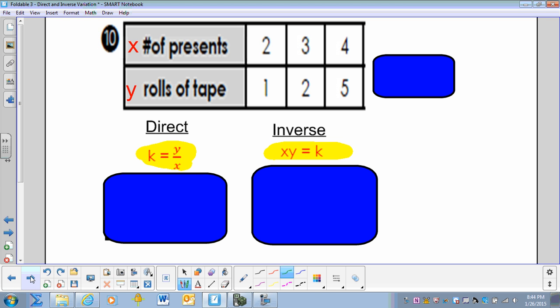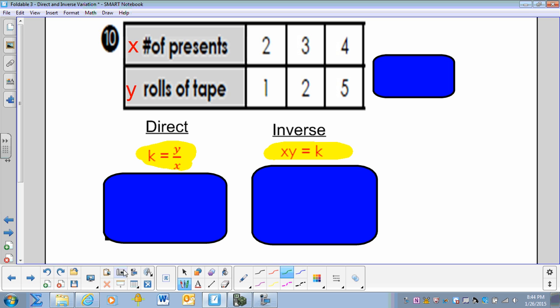Number 10, the number of presents versus the rolls of tape. So we first want to identify our x and y values, or our independent and dependent variable. Rolls of tape is dependent upon the number of presents, so the rolls of tape are y, and the number of presents are independent, or x.